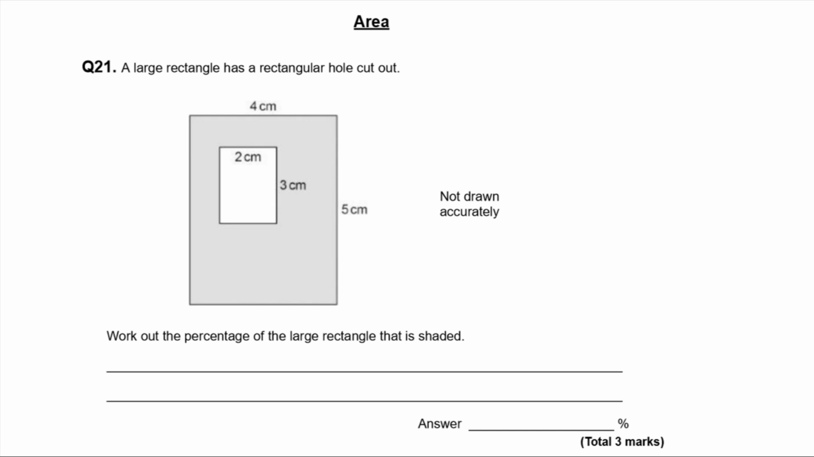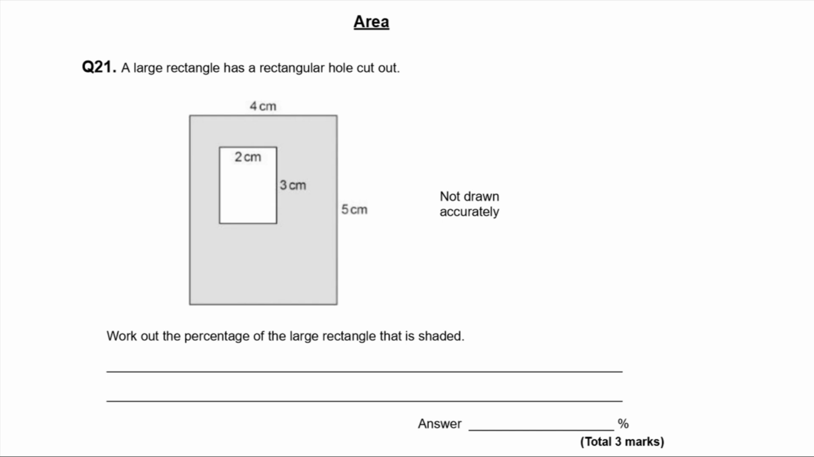So you need the formula for a square, triangle, parallelogram, trapezium, circles. Yeah, that's about it, really. Remember all those, you're good. So question 21, a large rectangle that has a rectangular hole cut in it. Work out the percentage of the large rectangle that is shaded.